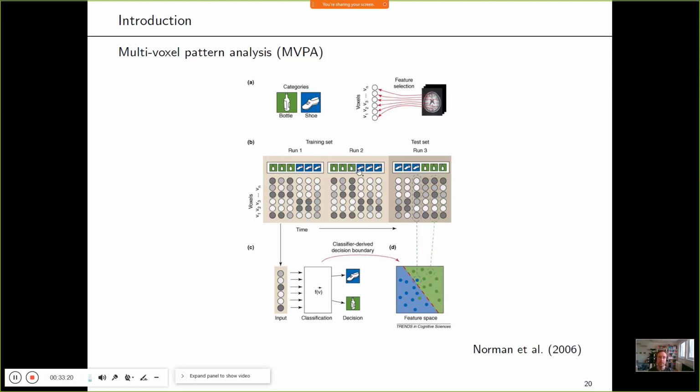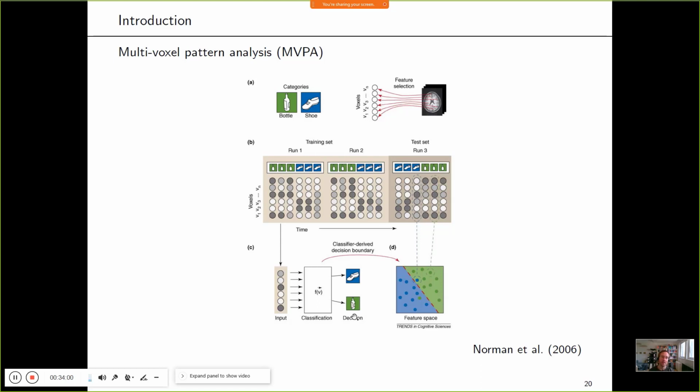And then you take data like this from, let's say, 2 runs, and you train a pattern classifier to associate these feature vectors with the labels of bottle and shoe. And then once you have trained the classifier, you present to it a new pattern from something that you left out, and you ask the classifier, is this pattern that I'm showing you now more reminiscent of a shoe or of a bottle?